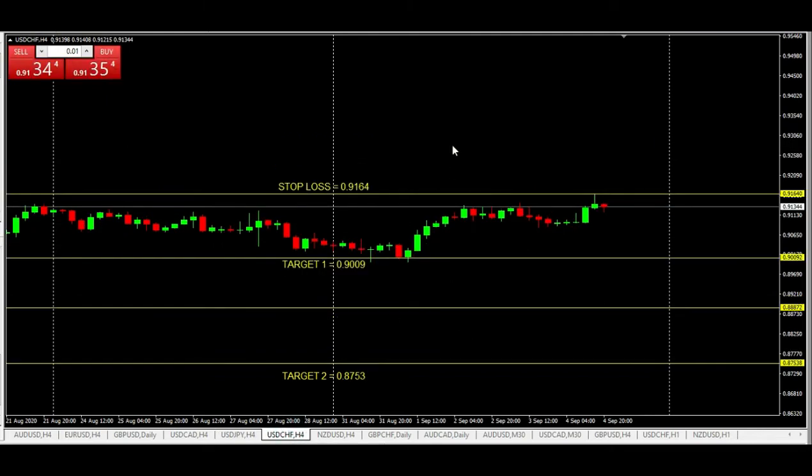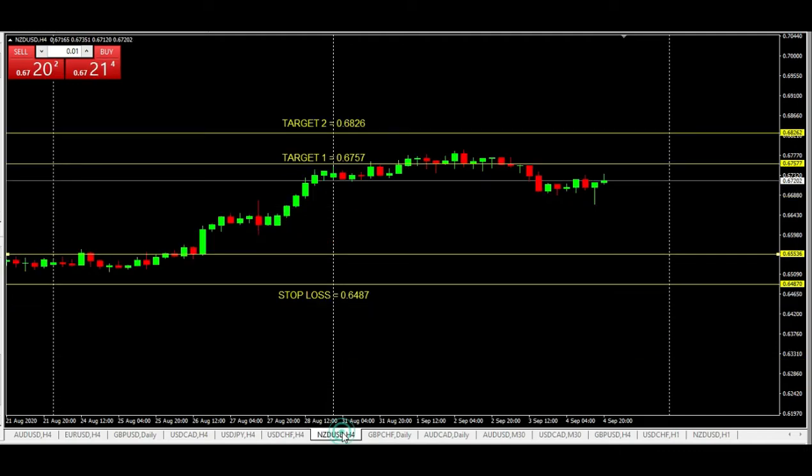Then we had the USD and Swiss franc. So our target 1 was hit on USD Swiss franc, and then it rebounded back up. Then we had the New Zealand dollar against the US dollar. Again, our target 1 was hit, and then it came back. Hopefully our target 2 is going to get hit next week. So these are the 7 trades that we recommended, and you got target 1 on some of them, and some of them missed reaching target 1.